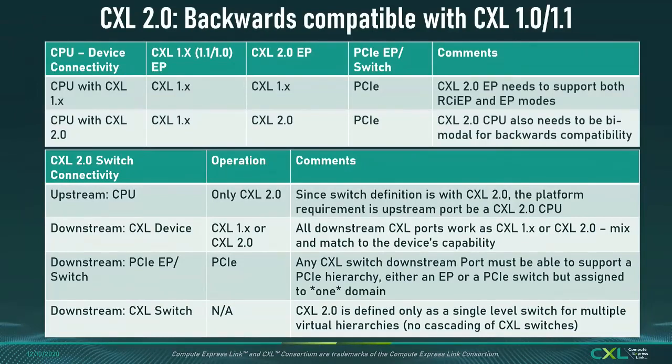So from a backwards compatible perspective, we got two sets of tables. The one on the top is from a CPU and from a device perspective, and the table in the bottom is from a switch perspective. So if you're looking from a CPU to device connectivity point of view, if your CPU is a CXL 1.0 or 1.1 CPU, well, if you connect to a CXL 1.0 or 1.1 device, you will work in CXL 1.0, 1.1. If you connect to a CXL 2.0 device, you are going to work as a CXL 1.0 or 1.1.